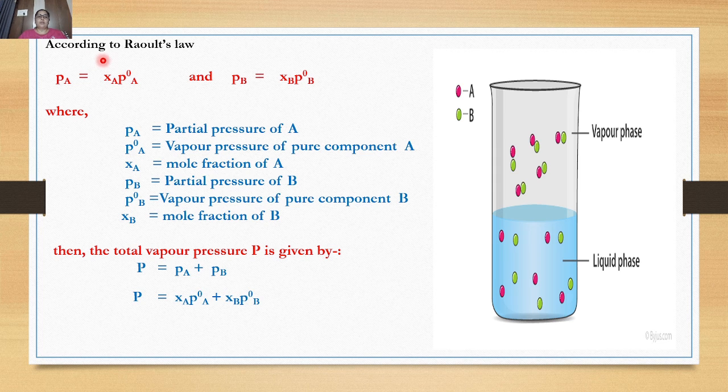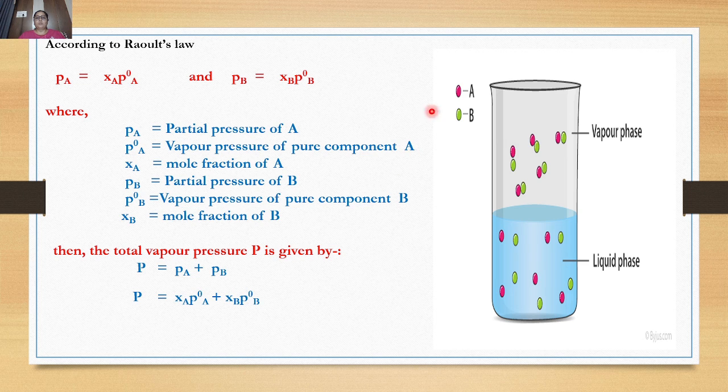Therefore, according to Raoult's law, PA is equal to XA into P naught A and PB is equal to XB into P naught B. Here, PA is partial pressure of A, P naught A is vapor pressure of pure component A, XA is mole fraction of A, and PB is partial pressure of B, P naught B is vapor pressure of pure component B, and XB is mole fraction of B.